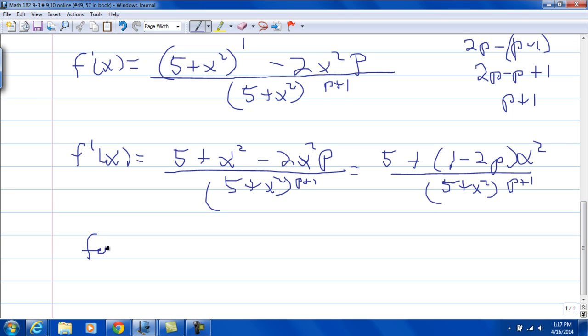So for a p that's positive and p is not equal to 1, f prime of x will eventually be negative. I mean, it may not initially be negative, but p being positive, you're going to get a negative term from 1 minus the 2p as p gets bigger and bigger.